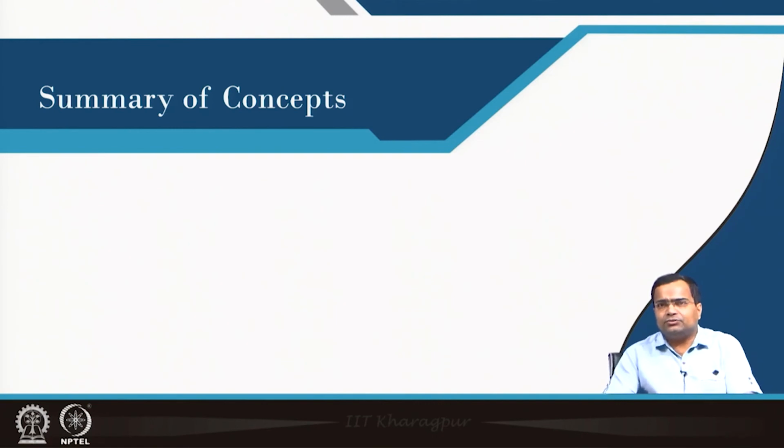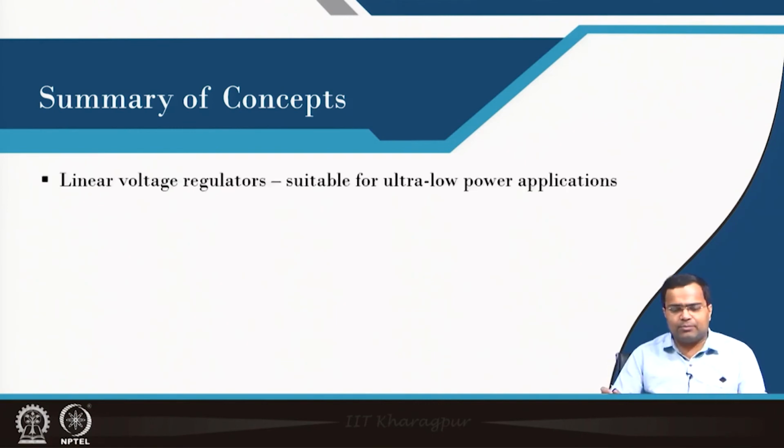So, in summary, today we talked about linear voltage regulators, particularly the linear dropout regulator, which uses the basic concept of a resistive divider network, and these are suitable for ultra low power applications, where the use of switches, inductors, and capacitors would increase the size of the converter. So, for very small size and very low power, these linear regulators still dominate this segment, maybe less than a few milliwatts of power level.